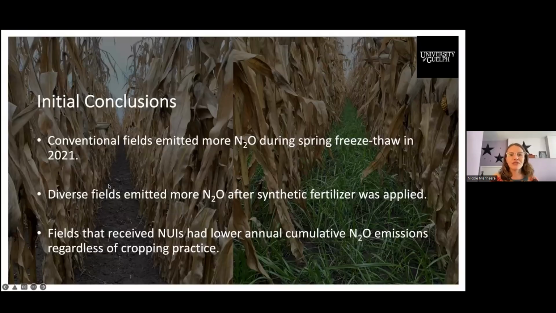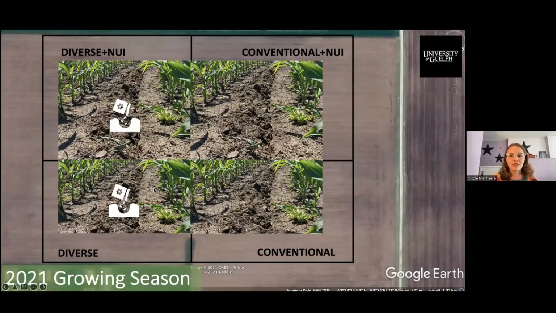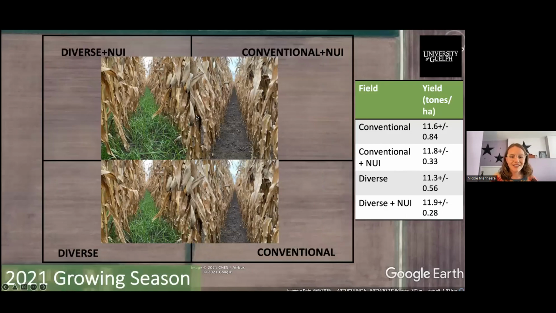Yeah, so I'll just quickly go back to that. Oops, too far. Quickly go back to that so you can see, because I know I went pretty fast. So we did see, as you can see here, slightly higher yields in corn with the nitrification and urease inhibitors, 11.8 and 11.9. And we saw less variability within those yields as well. So, yeah, I guess that's your answer.